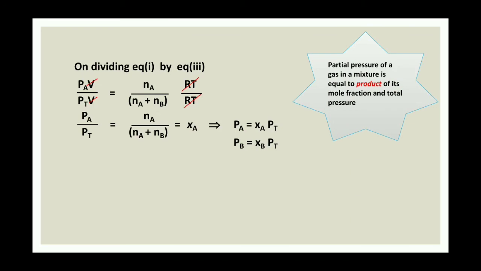So what is partial pressure? How will you find out partial pressure? Partial pressure of a gas in a mixture is equal to the product of its mole fraction and total pressure. So if you want to find out the partial pressure of gas A, you have to multiply the mole fraction of gas A into total pressure. Okay, so this is the important equation in Dalton's law of partial pressure.